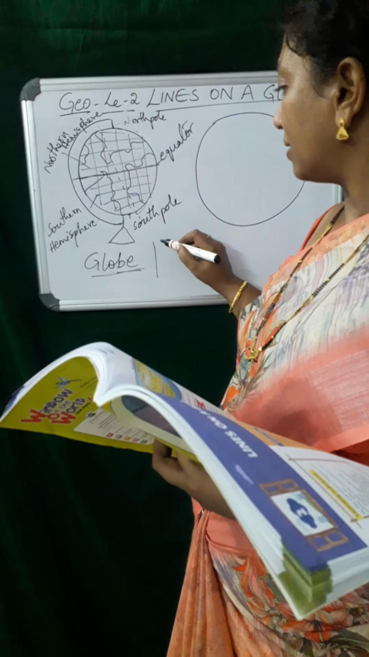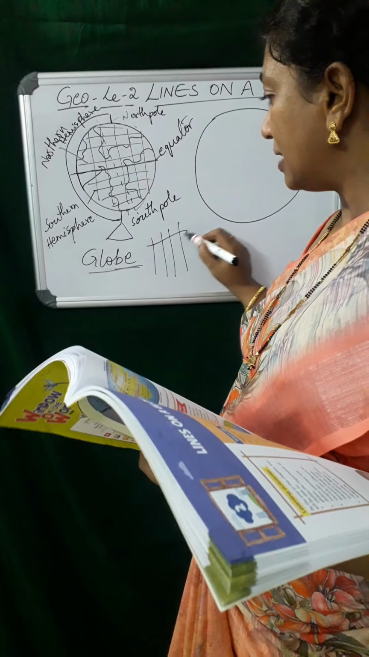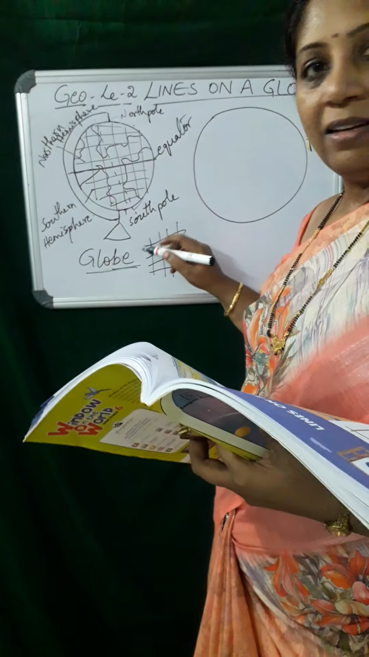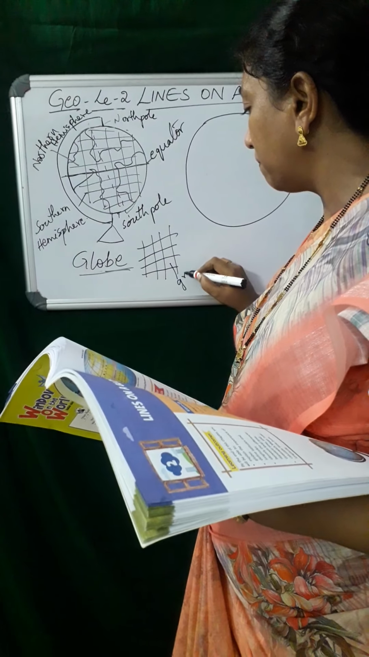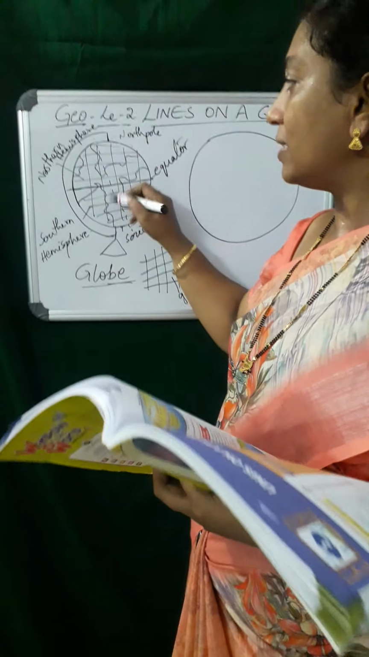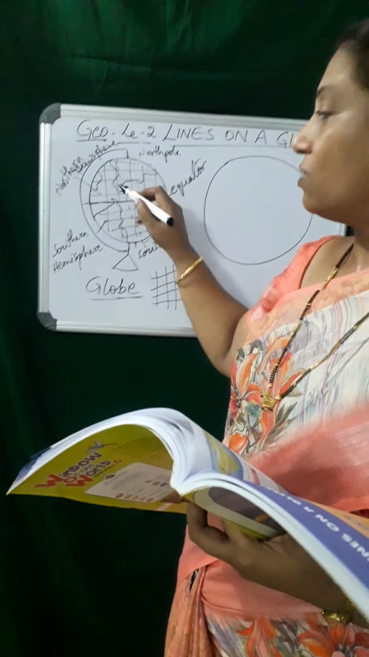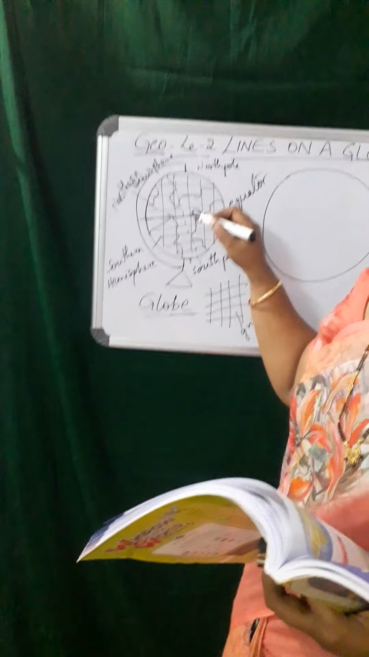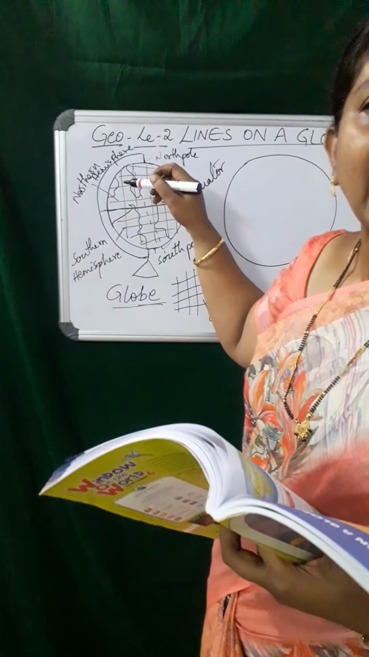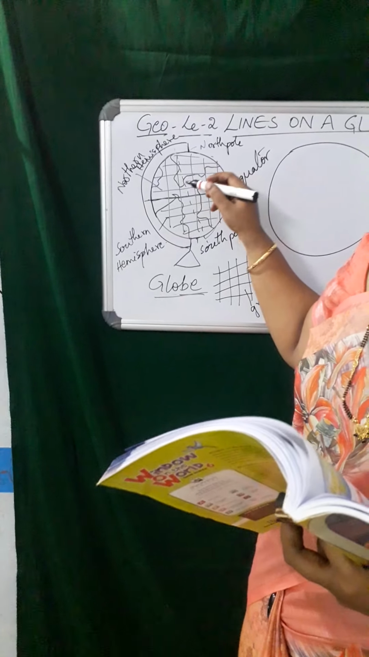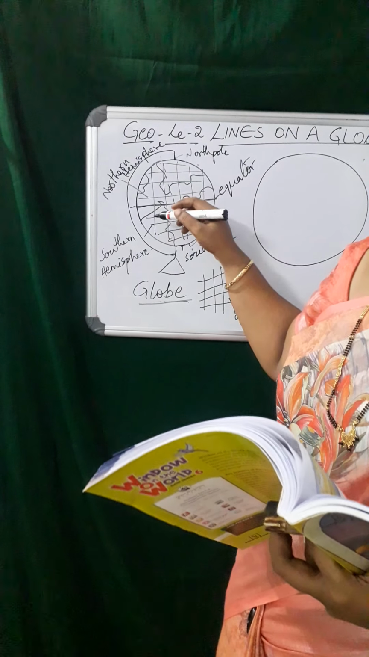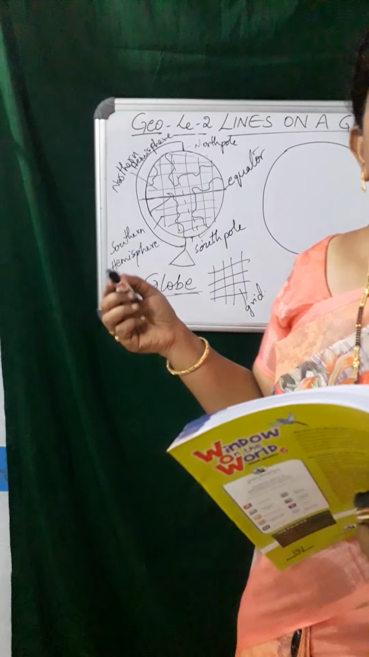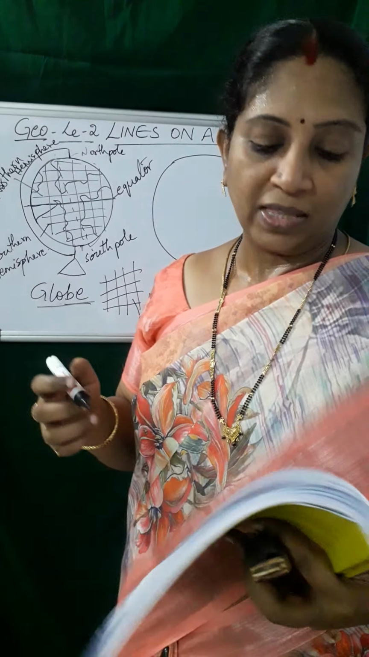You can see this globe in the form of a net. Net means what? Like this. These are longitudes, these are latitudes. It is like a net, that is called a grid. You can see on the globe the lines of latitudes and longitudes forming a grid. With the help of these two sets of lines, lines of latitudes and longitudes, we can locate the distance and the exact size of the continents, countries, states and everything.